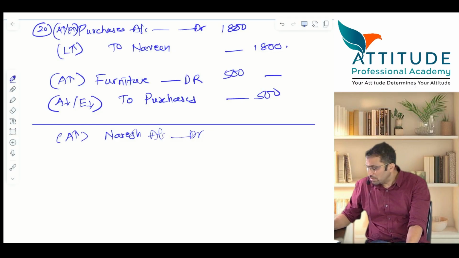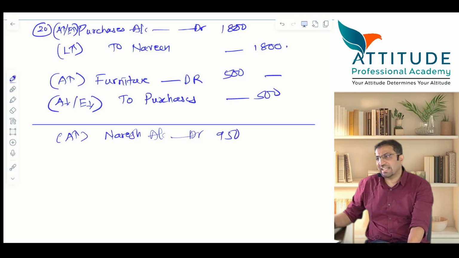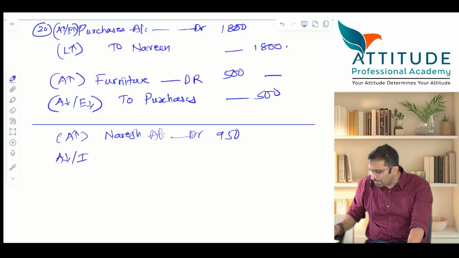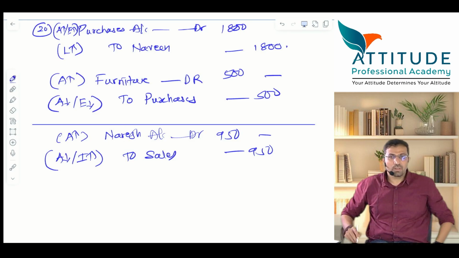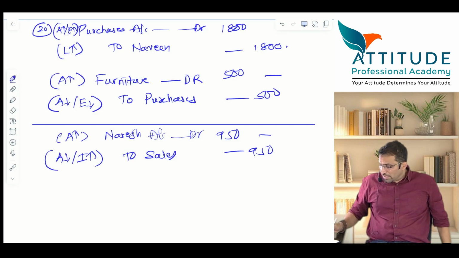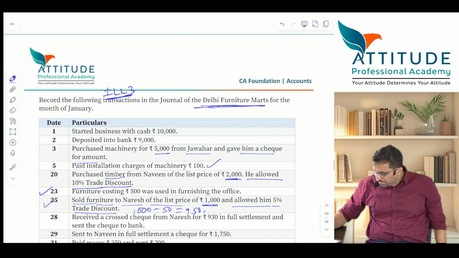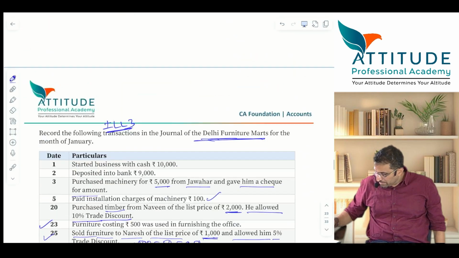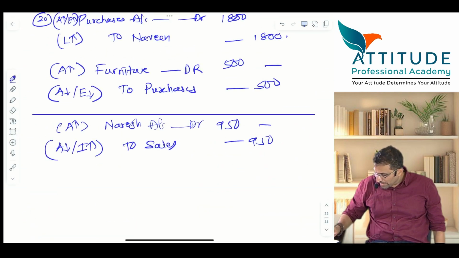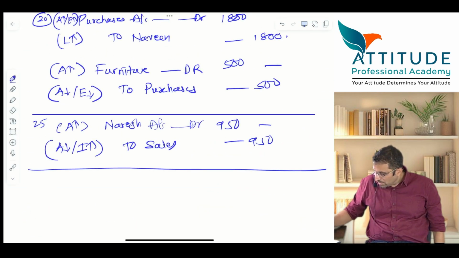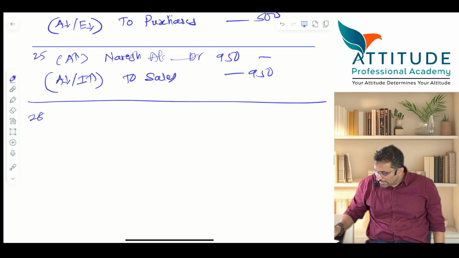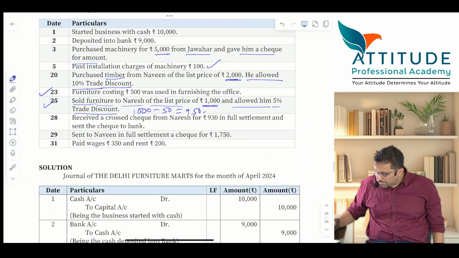How much is the amount? 950. And it is sales. Obviously it is sales. So either asset reduces or income increases. To sales. Clear? What is this date? 25. This is on 25th. On 28th, I think there is some other transaction.